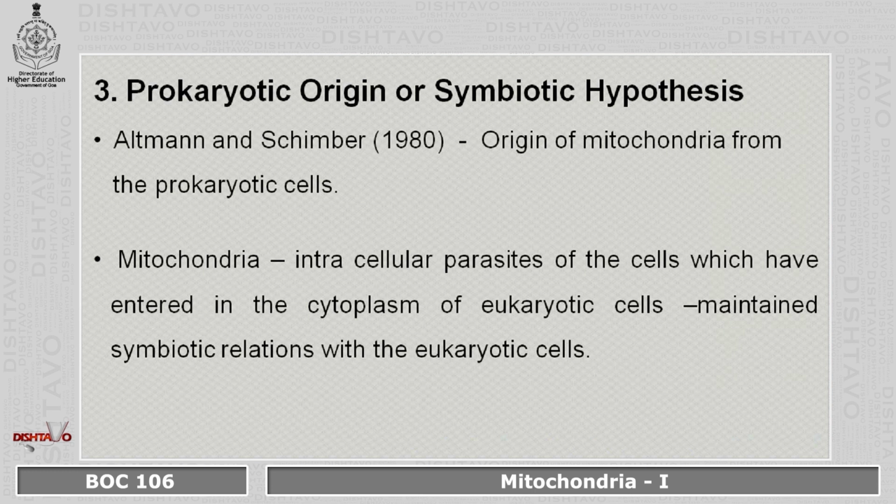It is also called as symbiotic hypothesis. Altman and Skimber in 1980 said that mitochondria originated from prokaryotic cells. Mitochondria are intracellular parasites of the cells which have entered in the cytoplasm of eukaryotic cells. They maintain symbiotic relations with the eukaryotic cells.